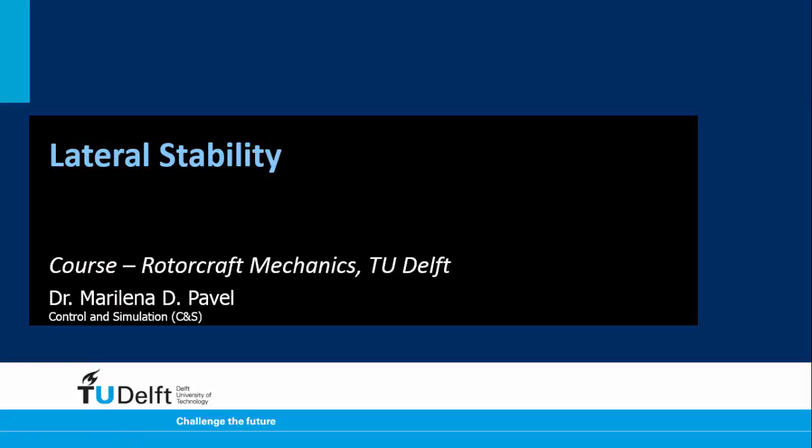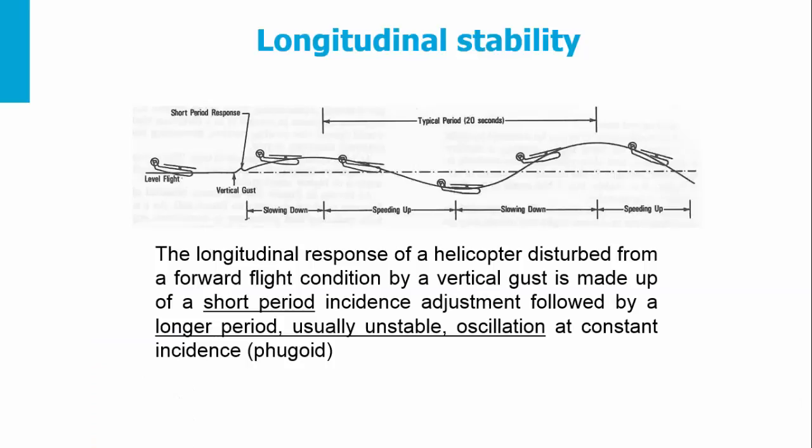Good morning. Today we are going to concentrate on the lateral stability. If you remember, for the longitudinal stability, we said that the longitudinal response of a helicopter disturbed from a forward flight condition by a vertical gust is made up by a short period response, which is an incidence adjustment, which is followed by a longer period, usually unstable oscillation at constant incidence, and that is the phugoid. Today we are going to concentrate further on the lateral stability.